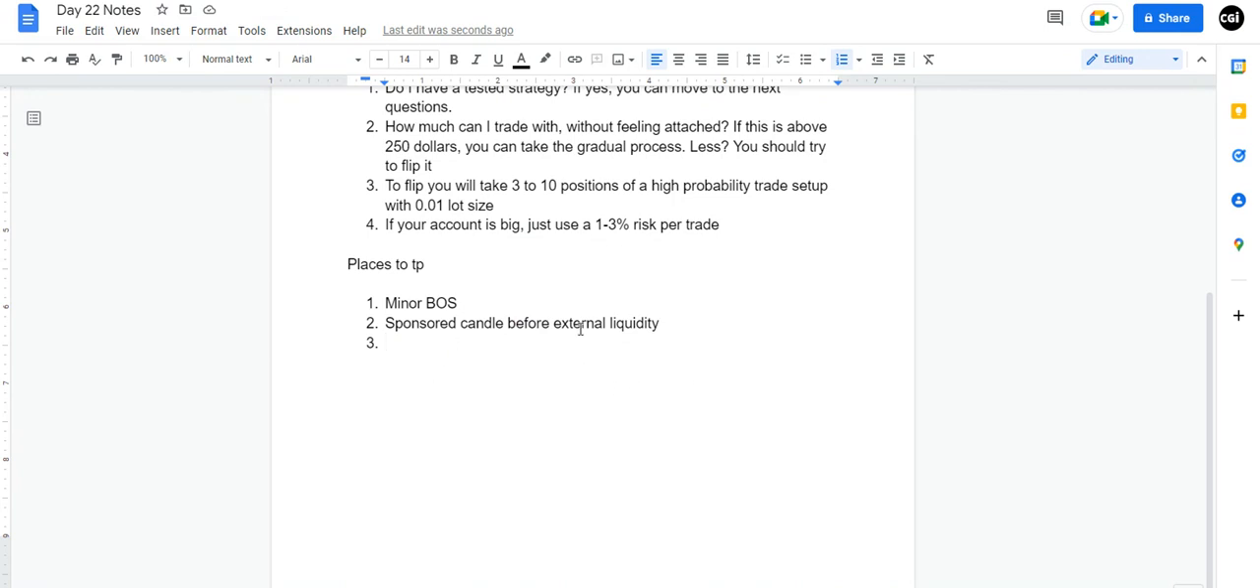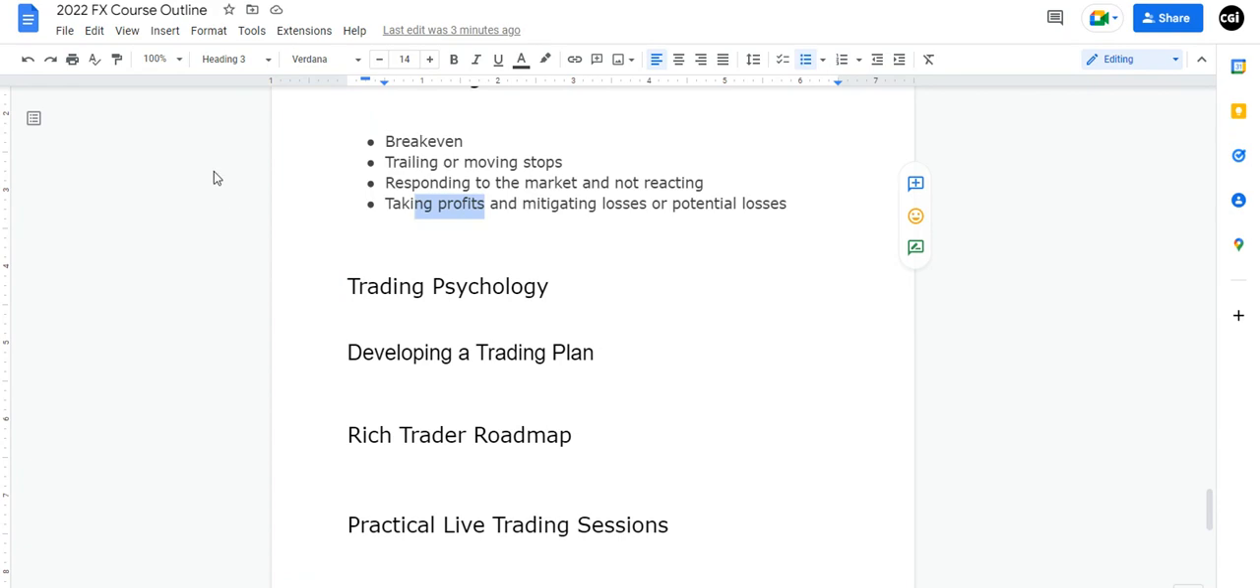So the third place to take profit is external liquidity. And the last place I like to take profit is 10 to 20 pips above liquidity. It can be external liquidity, it can be any liquidity, above liquidity for a proper stop run.